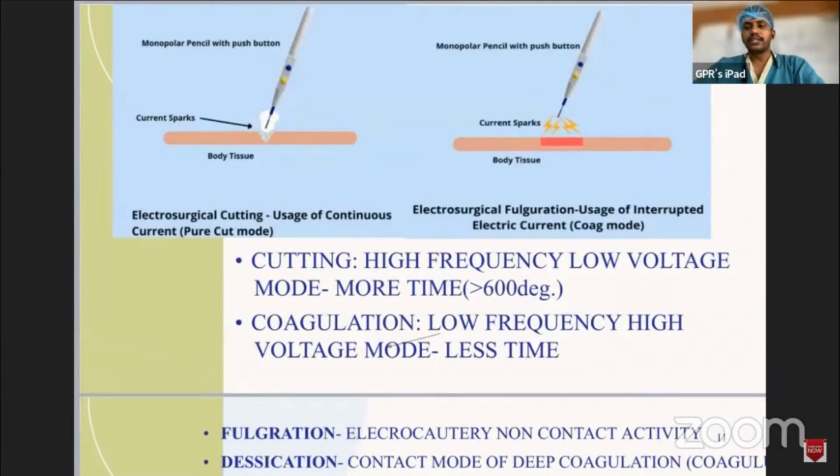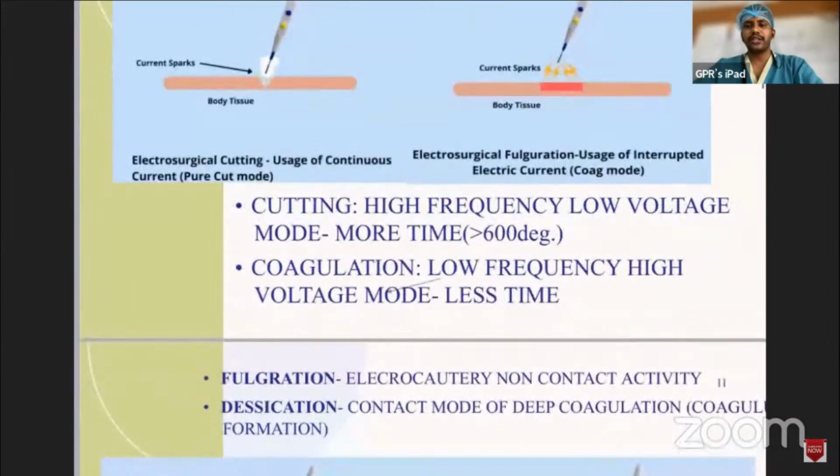Whenever coagulation is concerned, it uses a low frequency and high voltage current, which needs less time to act, causing coagulation to happen. This is similar to what we do in day-to-day practice when we boil an egg, which contains protein. When we boil it, it solidifies, which is also known as coagulation.